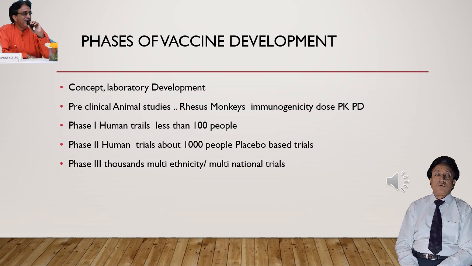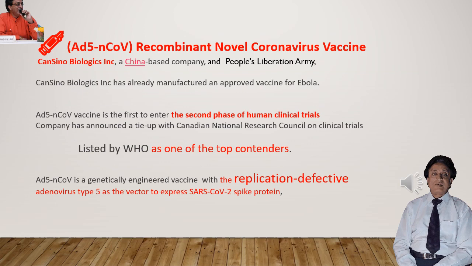Once the vaccine is found to be fine in these 1,000 people, in the phase 3 clinical trials they recruit thousands of people belonging to various ethnic groups and in various nations, so that the overall effect of the vaccine can be studied across a wide range of nations.